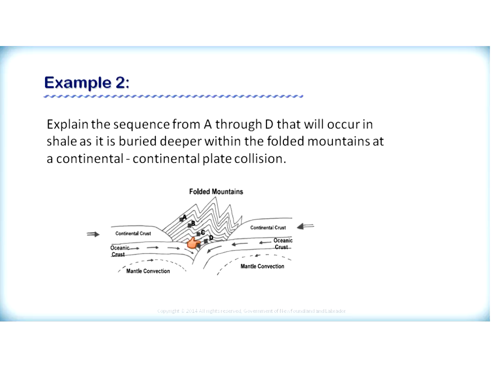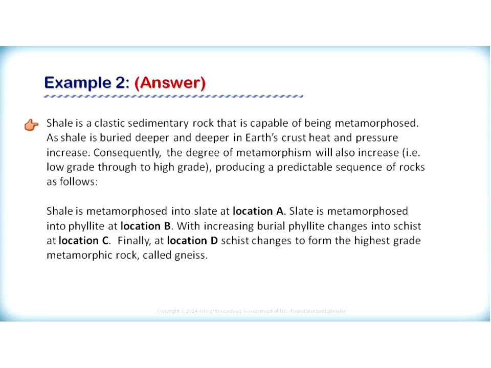So our answer to this question focuses on shale, a classic sedimentary rock that is capable of being metamorphosed. As shale is buried deeper and deeper in the Earth's crust, heat and pressure also increase. Consequently, the degree of metamorphism will also increase. That is, we go from low-grade metamorphism at the surface to a higher-grade metamorphism within the mountain's interior. This produces a predictable sequence of rocks as follows.